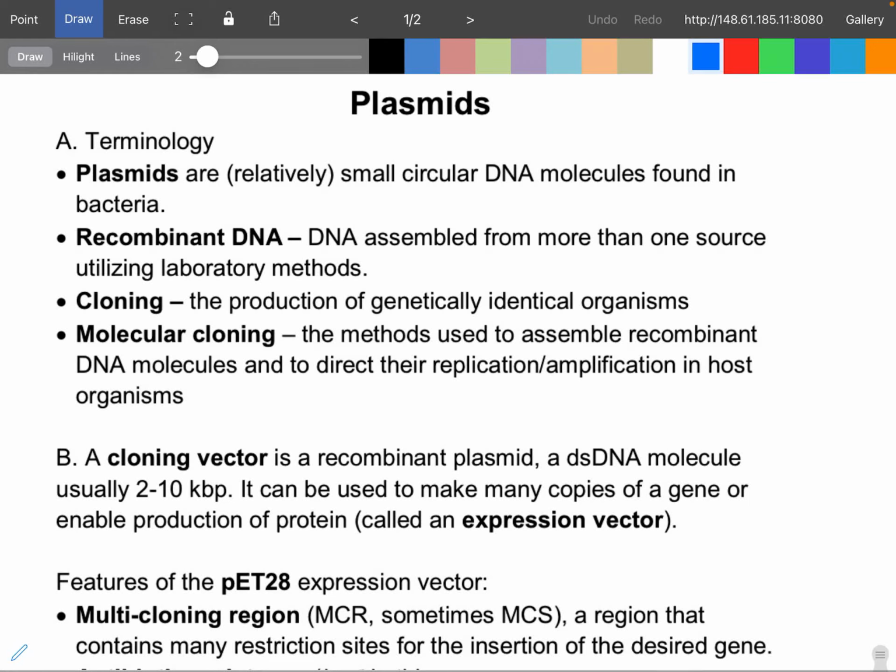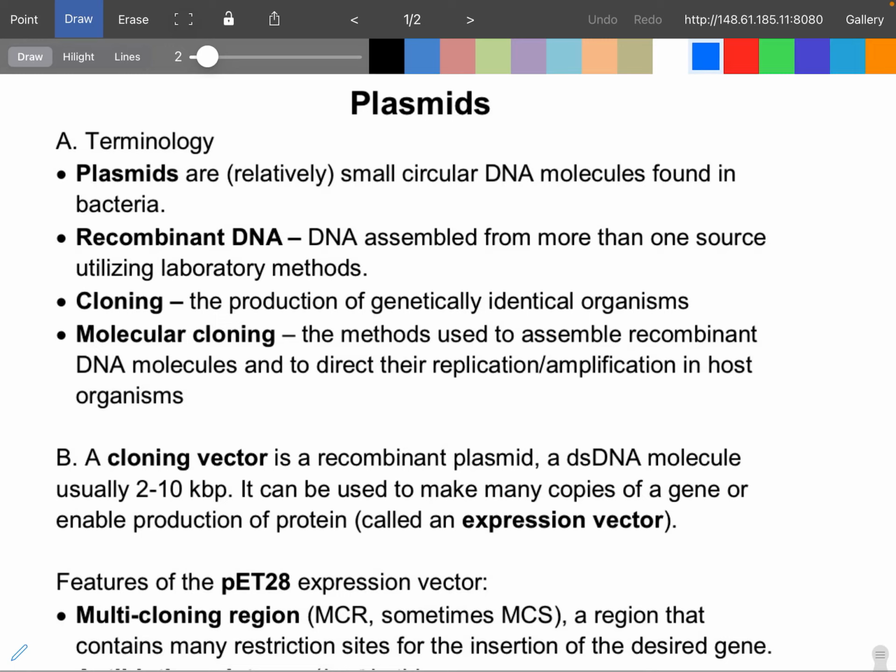So plasmids are going to have an important role in this course, and we certainly need to be familiar with them. So just a few things about their terminology. When we say plasmid, we're talking about a relatively small circular DNA molecule that's present in bacteria. And these can be on the order of a couple thousand to tens of thousands of base pairs.